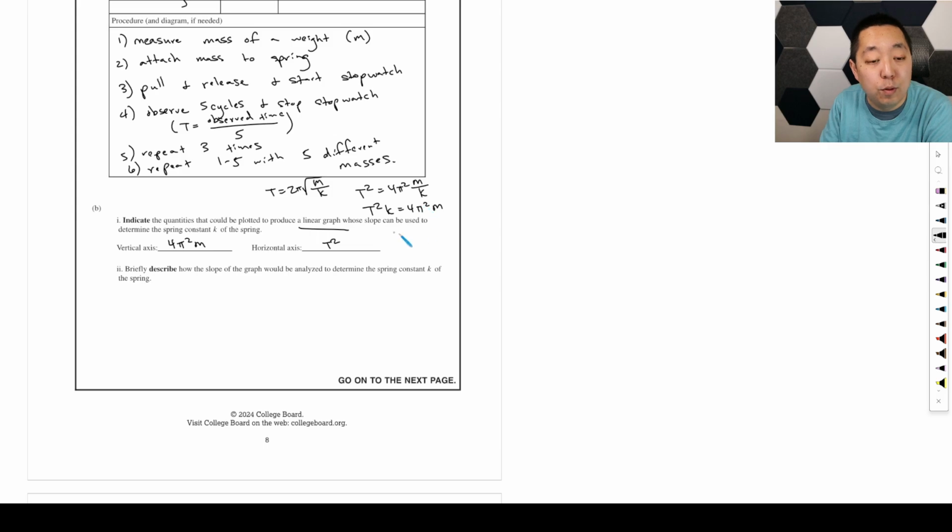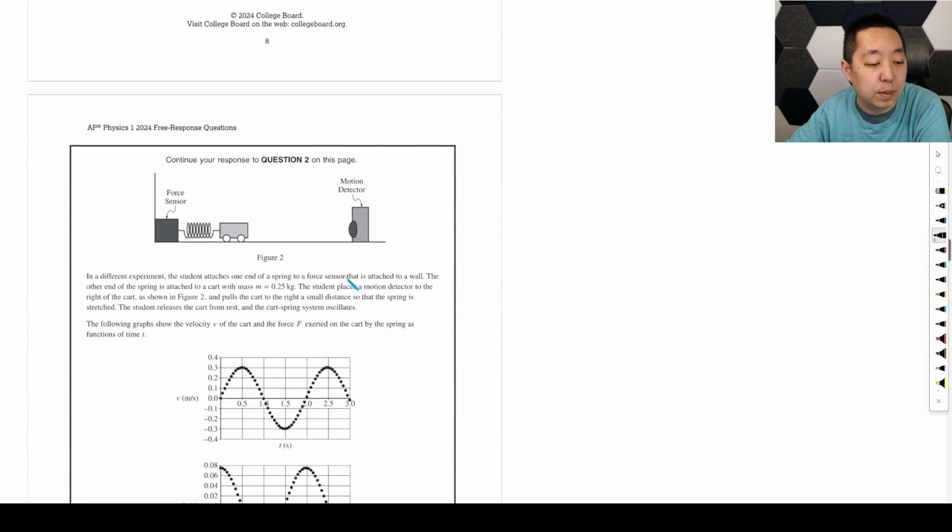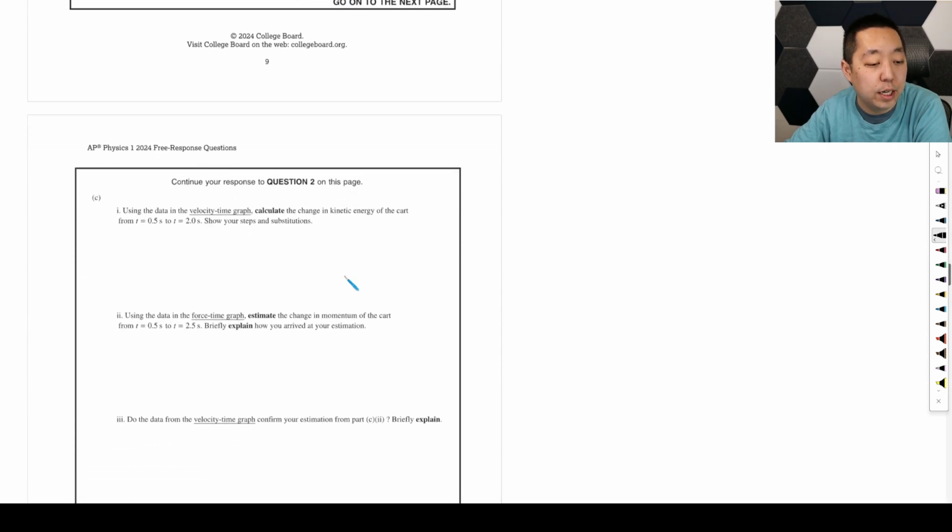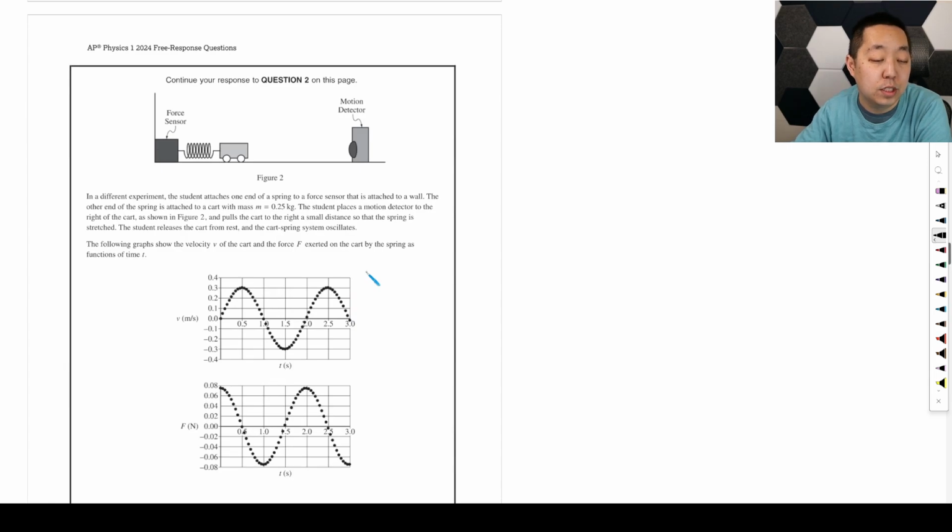You could move the 4 pi squared over to here, so it could be T squared over 4 pi squared, and then m is just the y value. There's a lot of possibilities in here, so you can rearrange this. But the idea is that this is my slope, this is my x variable, and this is my y variable. Now, I might move it over just because it might be annoying to calculate if they give you data. But they didn't give any data, so we just leave it like that.